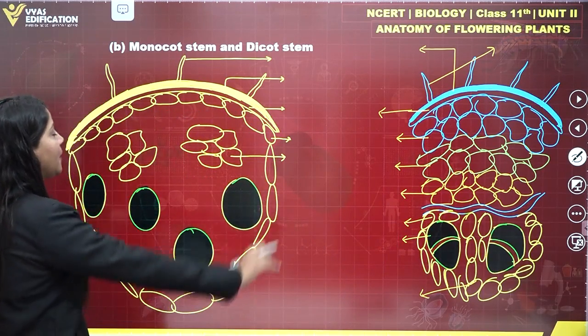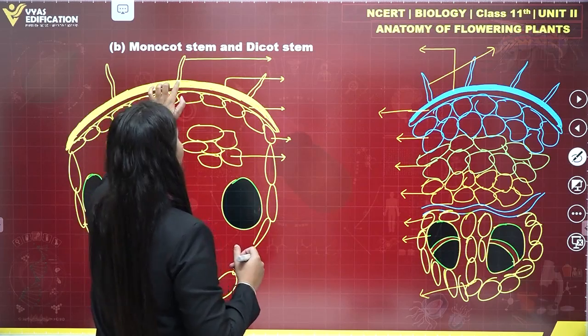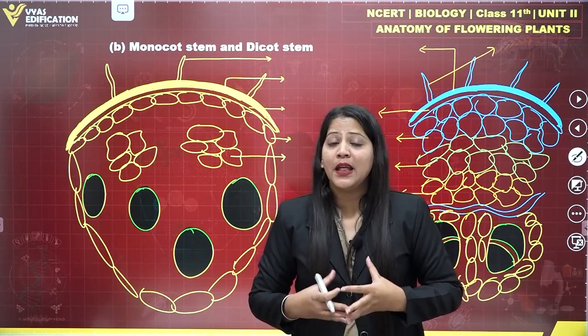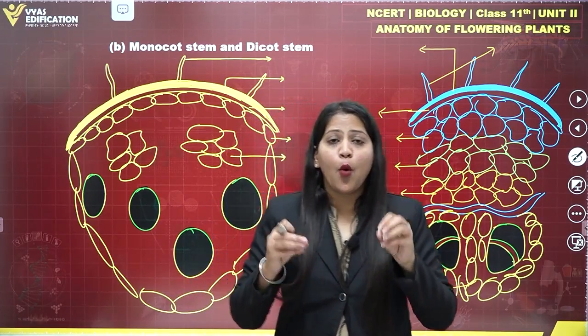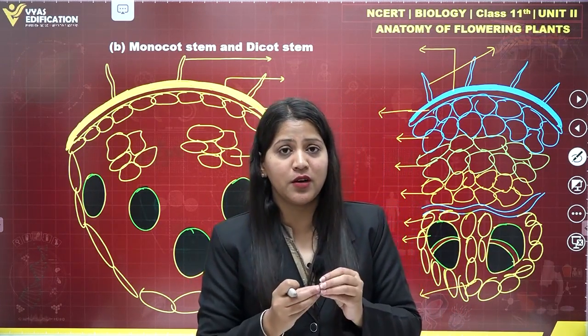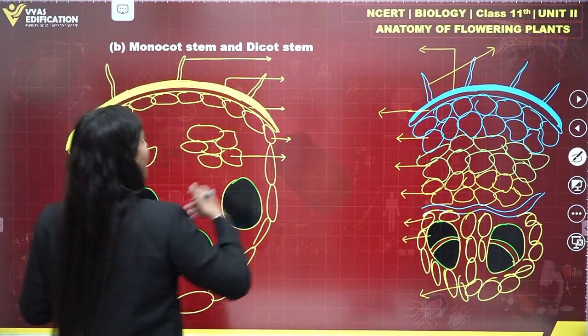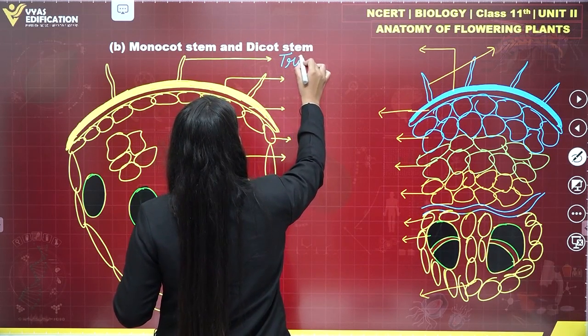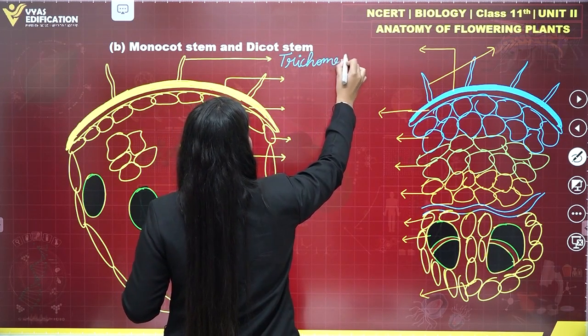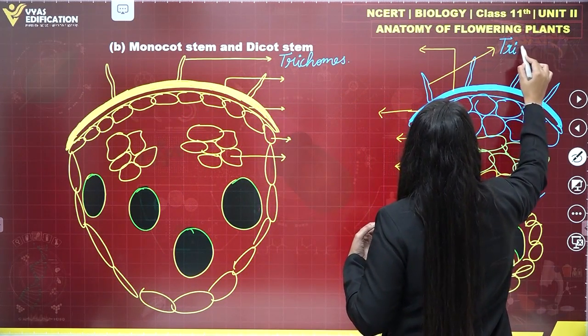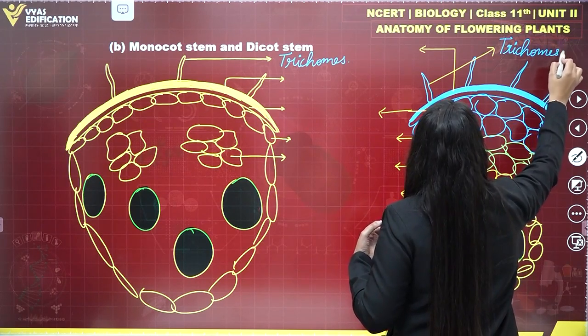Both are the stems diagram. So let's try to label. First of all, here also in these diagrams you will find hair-like structures. Now, you cannot call them root hair because root hairs are only present in roots, of course. Then, what are these hair-like structures present on the stem called? These are trichomes. So, we will write trichomes here. Similarly, here also we will write trichomes.